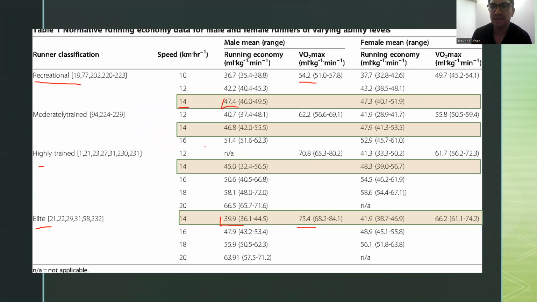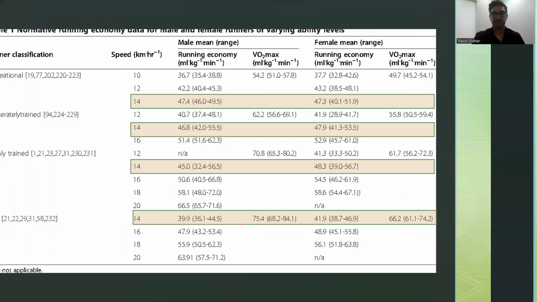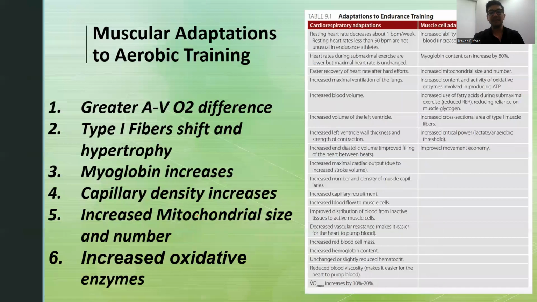You might be thinking, well, if they're utilizing less oxygen, they might be running slower. No, what this is saying is at the same exact given speed, kilometers per hour, the elite athletes are using less oxygen, which means they are utilizing less energy to do the same amount of work, which means they are more economical. So you're also going to see muscular adaptations.